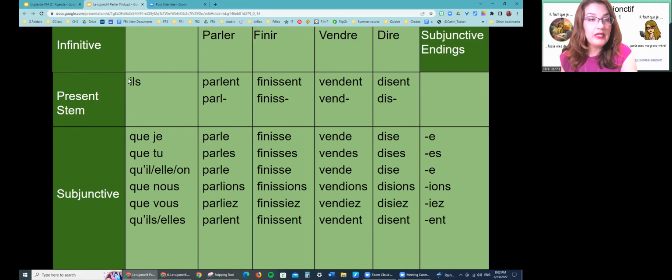And then we start with ils in the present tense, and we conjugate. How do we conjugate ils in the present tense with parler? Ils parlent, and then we drop the ent. Same thing for finir, for vendre, and dire. And then we add the endings e, es, ions, iez, ent, and we'll end up with the subjunctive conjugation of these verbs.